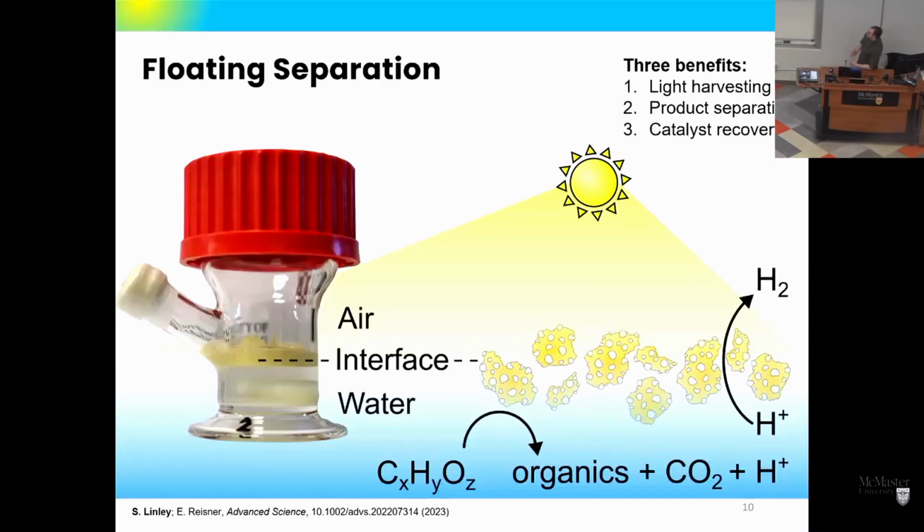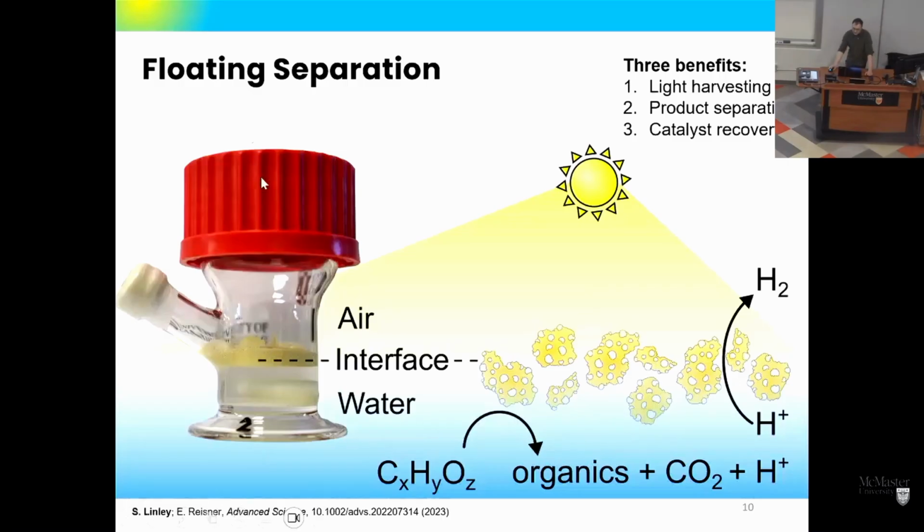So the first being light harvesting. Whenever we're dealing with solar radiation, it's always coming from the top of our vessel, coming from the sun. And so it makes sense to localize our catalyst materials at the air-water interface, right? This is where the sun is going to be touching our solution, and so that's where it makes sense to put the material that is going to be gathering and using that light.